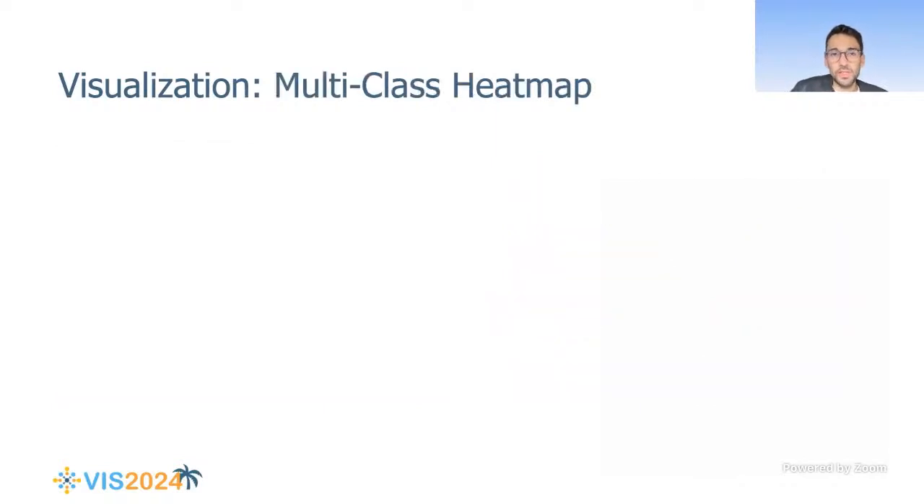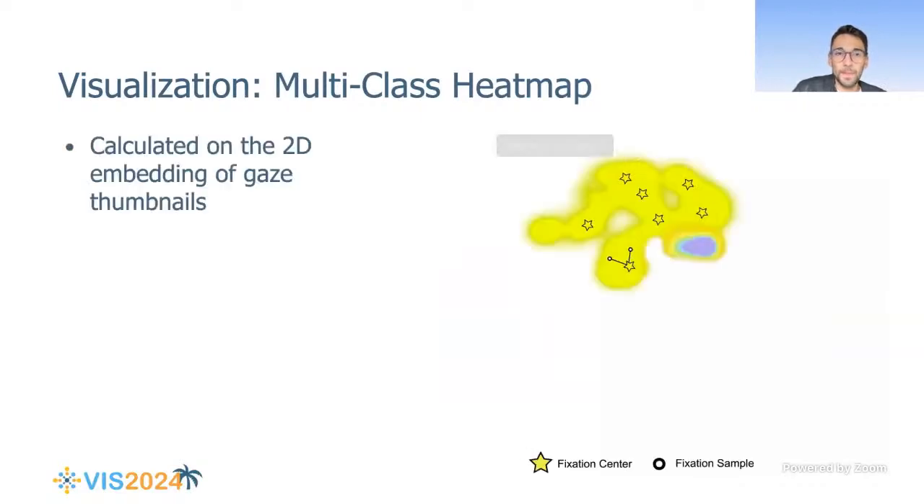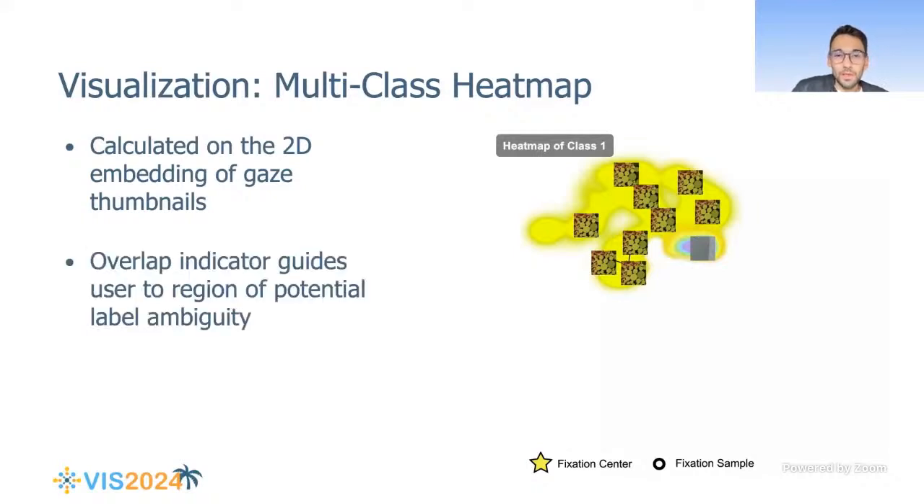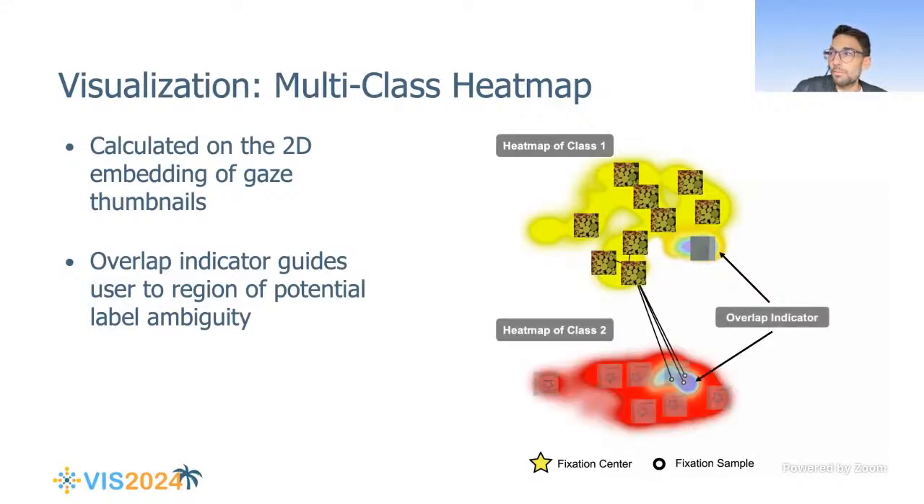Next, I want to discuss the multi-class heat maps. As mentioned before, we overlay multi-class heat maps on the 2D embedding. There is one heat map per label. A common problem in annotation is erroneous labels, which is here the red sample. We developed an overlap indicator that shows label outliers, effectively guiding the users to potential erroneous labels.